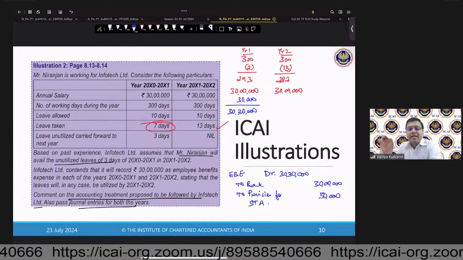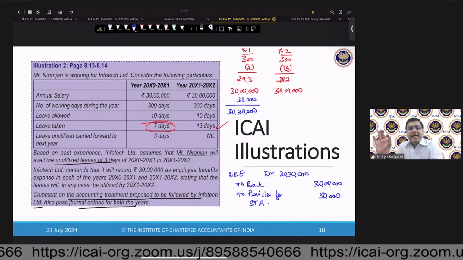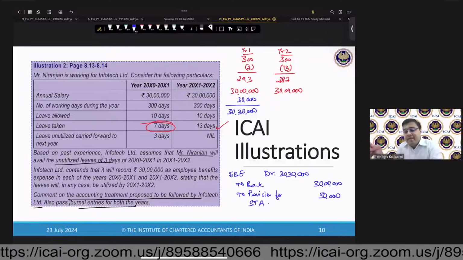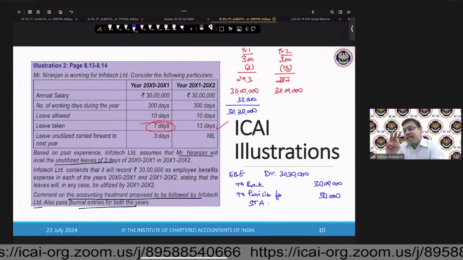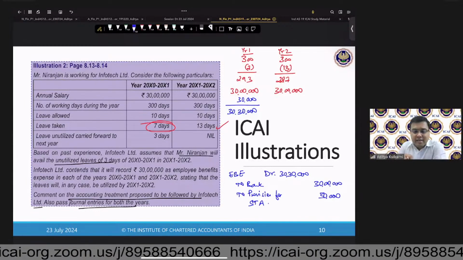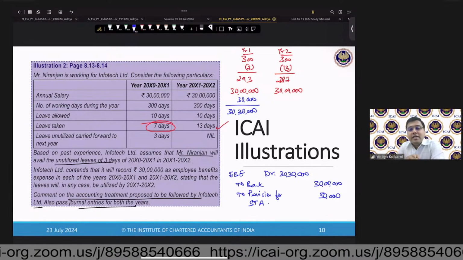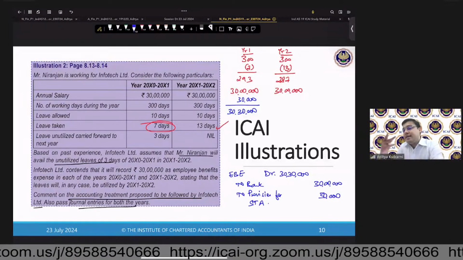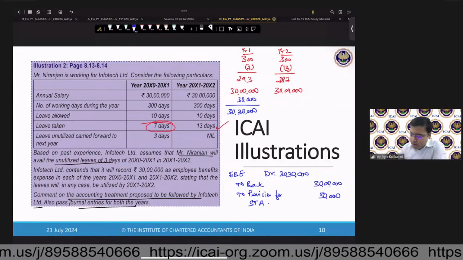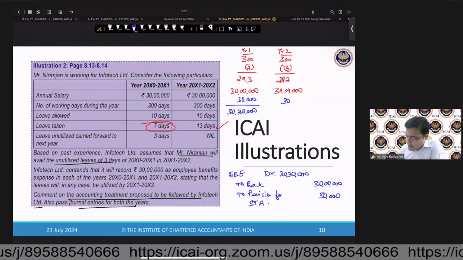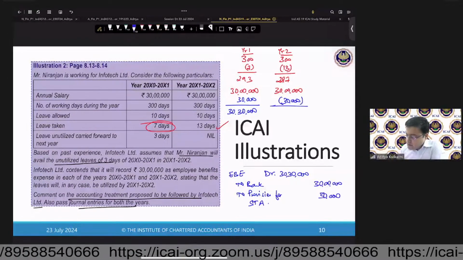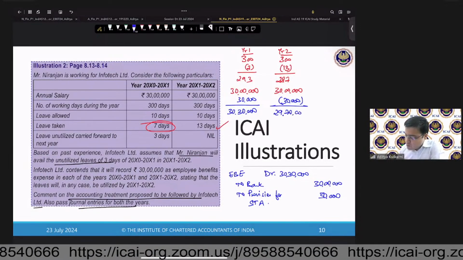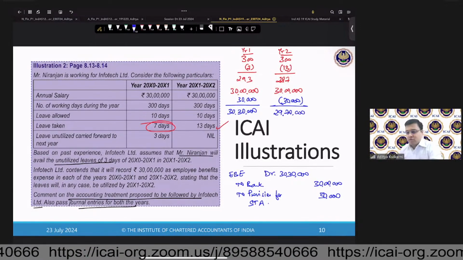He availed the 10 days full quota. And he did not come for additional 3 days. The balance of year one in terms of leaves, he utilized that in year two. So he did not come for 3 days, and because of that, my expense should be reduced by that amount. So it will come to 29 lakh 70,000.